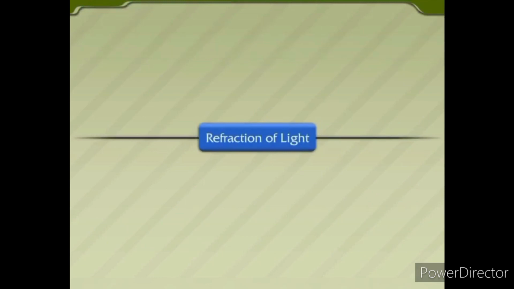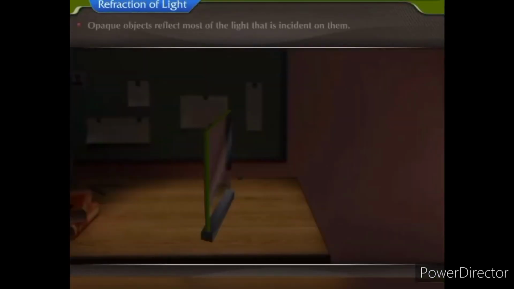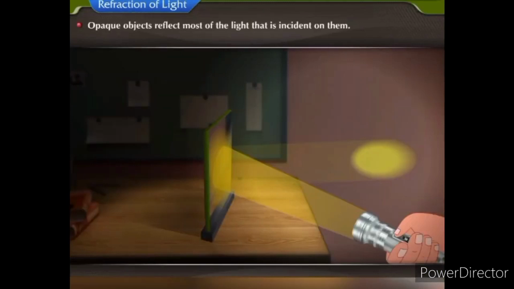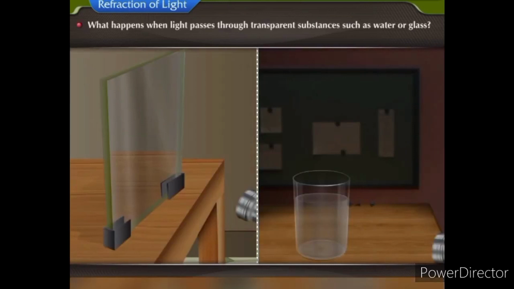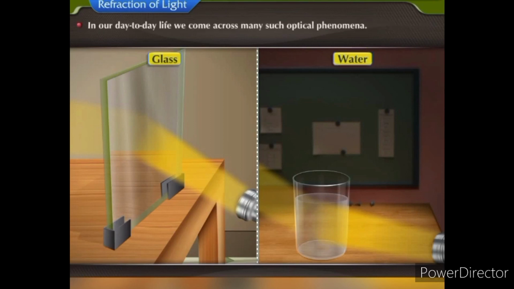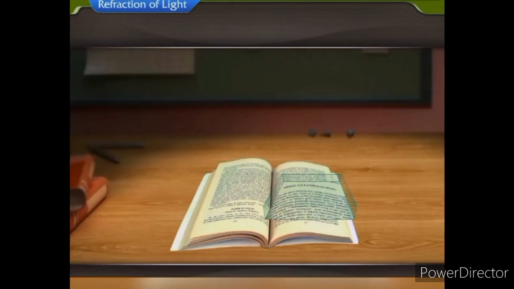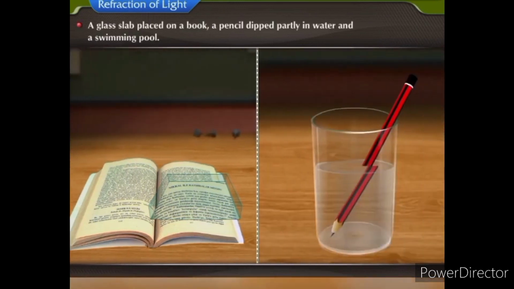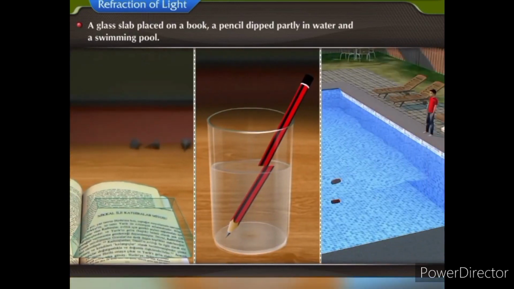Refraction of light. Opaque objects reflect most of the light that is incident on them. But what happens when light passes through transparent substances such as water or glass? In our day-to-day life, we come across many such optical phenomena. For example, a glass slab placed on a book, a pencil dipped partly in water, and a swimming pool.